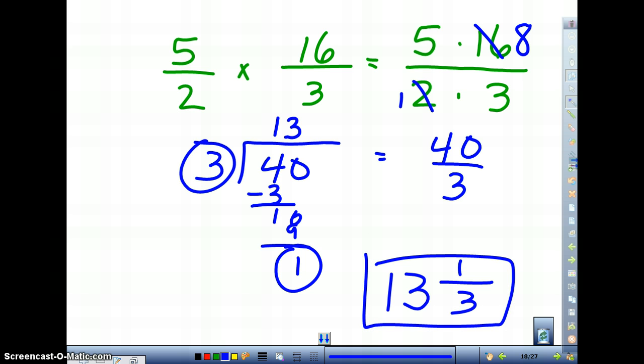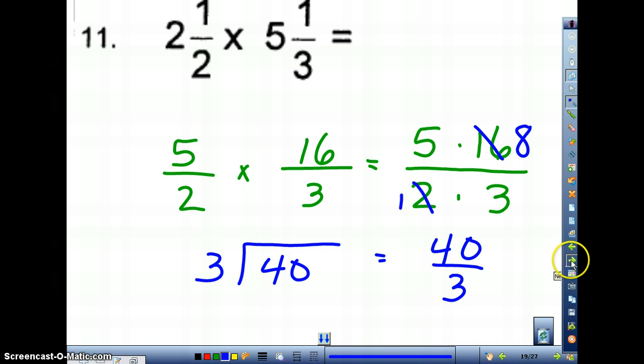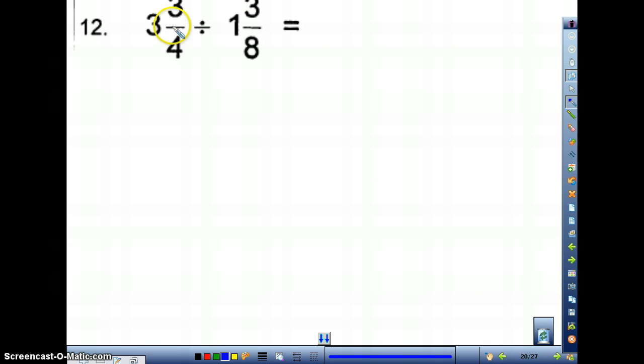One more problem. Dividing with fractions. All right, first thing you got to do when you're going to divide with fractions or mixed numbers, you've got to change them to improper. So 3 and 3/4 is how many fourths? 1 and 3/8 is how many eighths? Dividing fractions is easy as pie. Flip the second one and multiply.